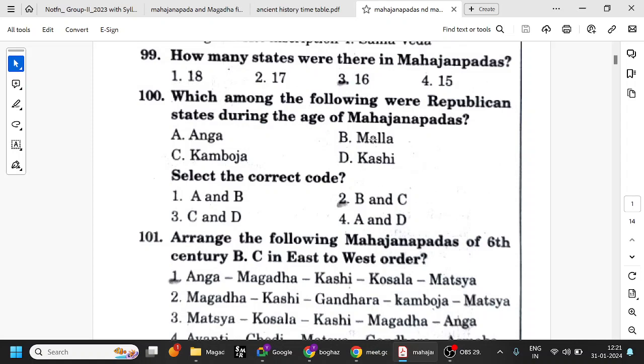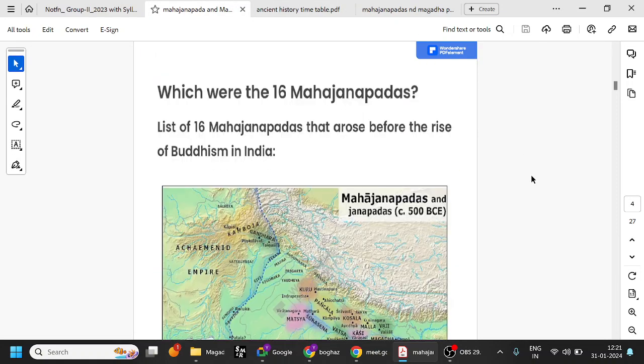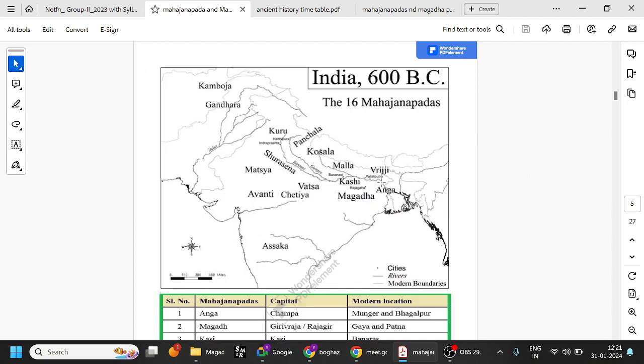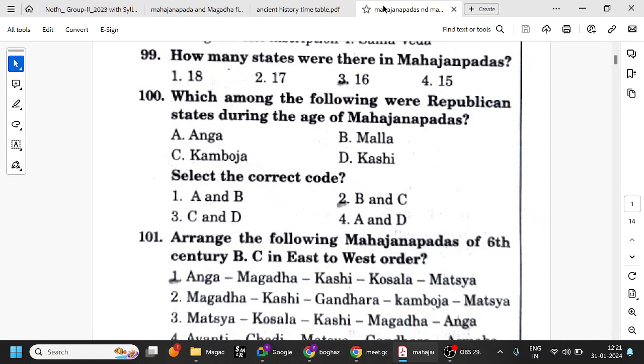So in this particular case, Malla and Kamboja are republics, and Anga is monarchical. Anga is in the extreme eastern part of the country. Magadha is a monarchy, Anga is a monarchy, Vriji is a republican state, and here we are saying Kamboja is also a republican state. So remember the 16 Mahajanapadas, where they are located, and the capitals also. All that is very important. So Malla and Kamboja are republican states. Anga and Kashi are monarchical states.